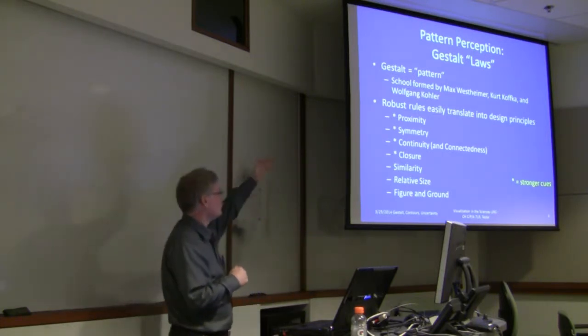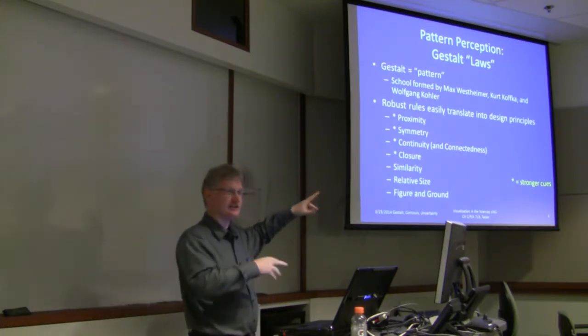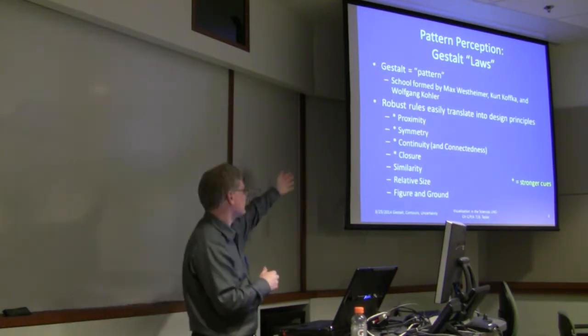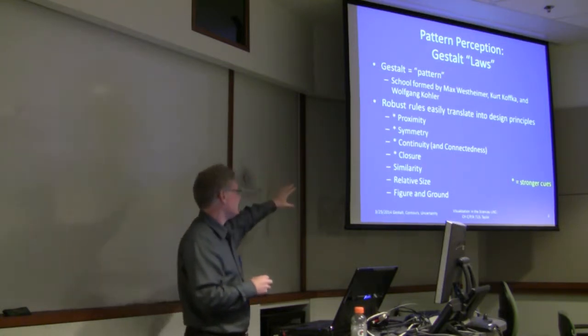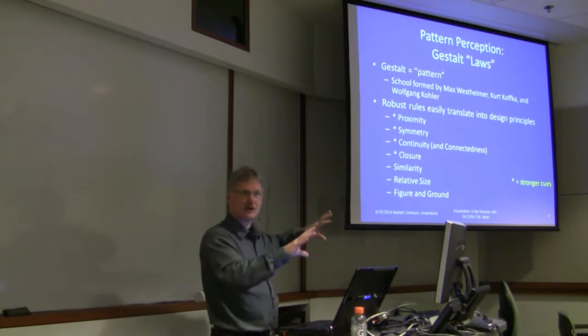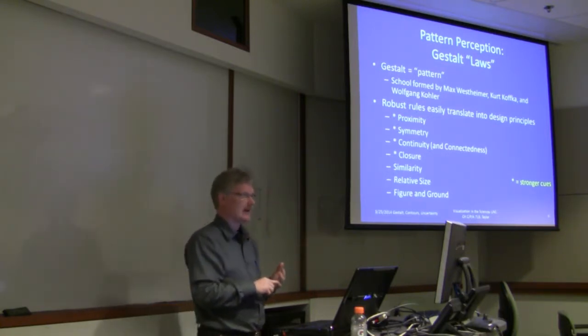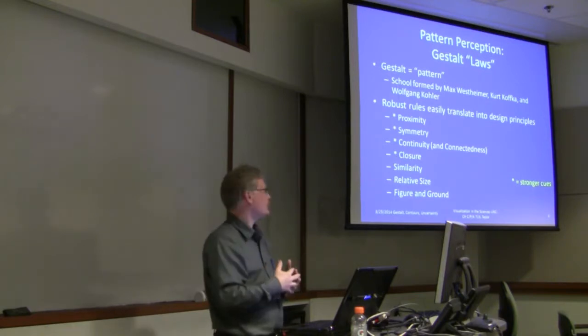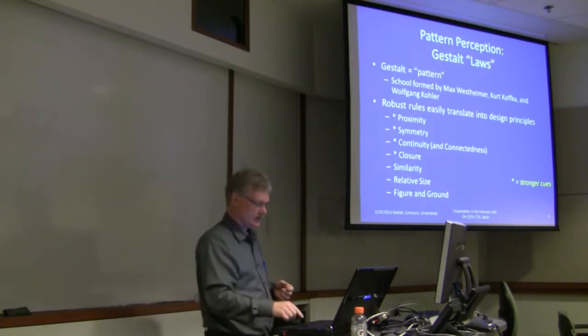There are a bunch of different rules that they talked about. Some of them were stronger cues than others, so there's an ordering to these cues. Proximity, symmetry, continuity, and closure were the stronger ones. Similarity, relative size, figure, and ground are not as strong. So when we think about how we want to display things, we want to use the strongest cues for the most important characteristics that we want to show in the visualization.